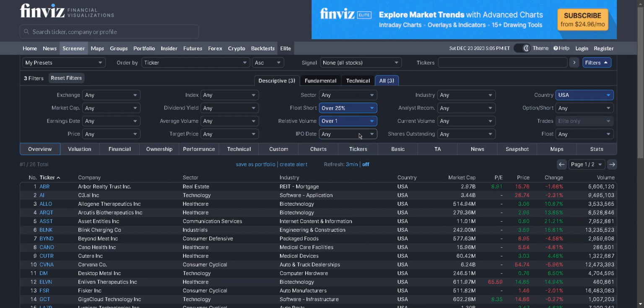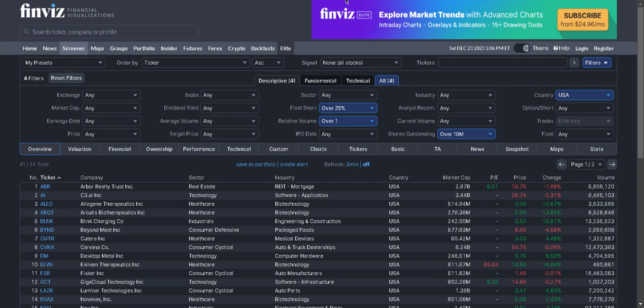And lastly, what you want to do is IPO date, right here, just below it. You want this to be over 10 million. Not over 10 million, but over. My bad, you don't want to touch this, but you want to touch the shares outstanding. Shares outstanding here, yeah, then you want to put this over 10 million. There you go. It's a little bit different. It was previously here.